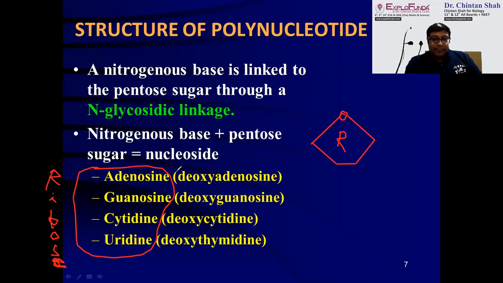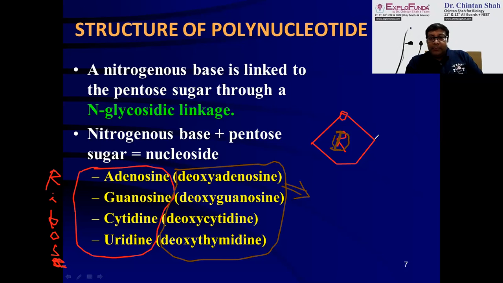Brown, okay. So these all will be having deoxyribose as a pentose sugar. In spite of this R, there will be a D. D for Delhi.